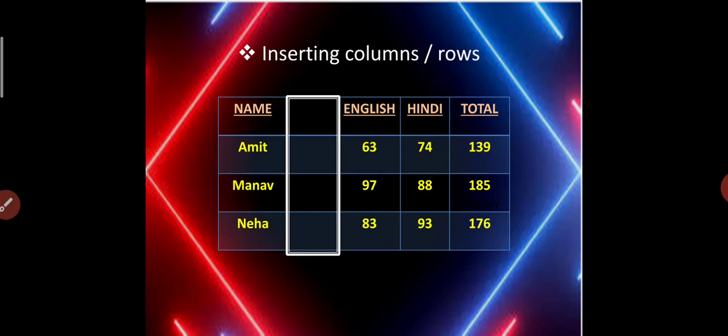Here the first column name is Name, the second is English, the third is Hindi and the last one is Total. And here the rows are Amit, Manav and Neha, 3 students. English and Hindi marks as well as their total are also shown in the table. But I find that I have to insert one more column in between Name and English so that I can enter the roll number of the students.